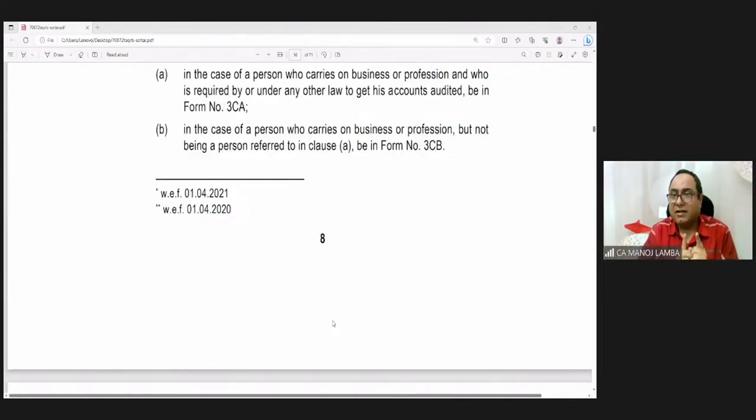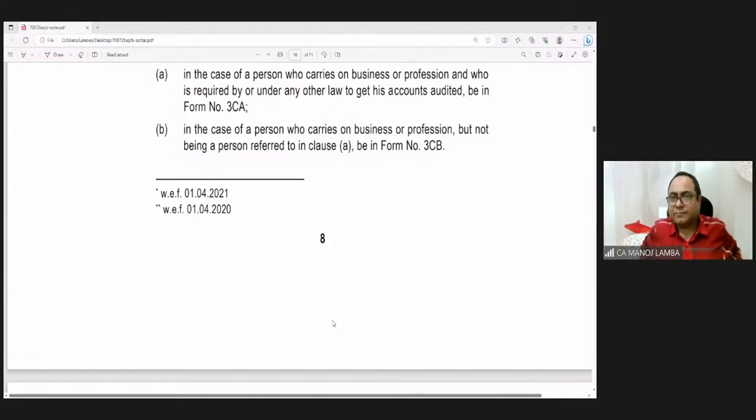So my dear friends, first thing I want to make very, very clear: anything we want to report in respect of a tax audit of a particular assessee is not to be written anywhere else. It is to be written only and only in form number 3CA and 3CB, as the case may be, when form 3CA is applicable or where form 3CB is applicable.